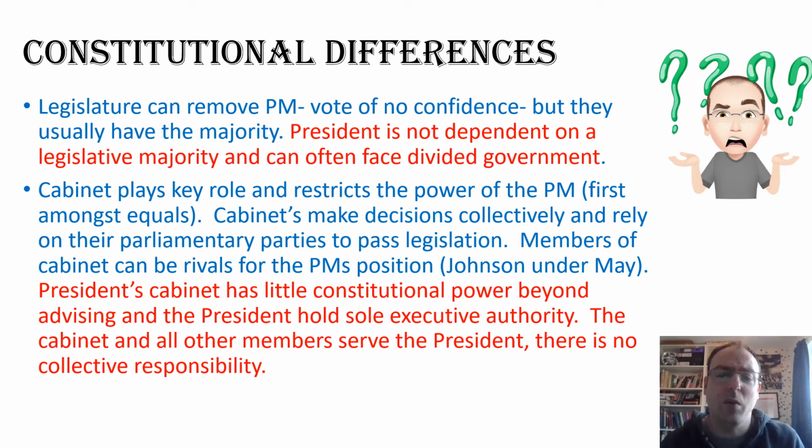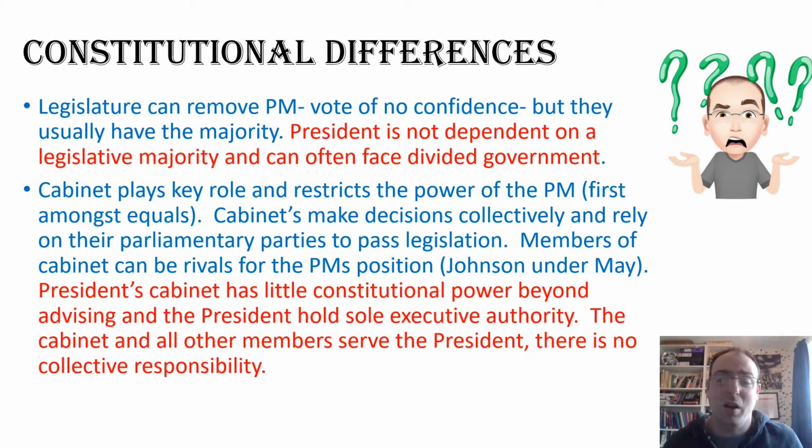Cabinet plays a key role in restricting the power of the Prime Minister. The Prime Minister in the UK is the first amongst equals, which means that when cabinet makes decisions, it does so collectively, and they then rely on their party, the parliamentary party, to pass any legislation through the Commons.